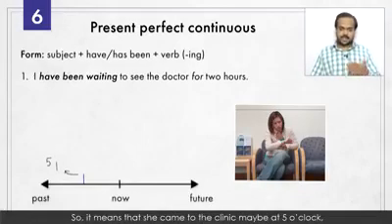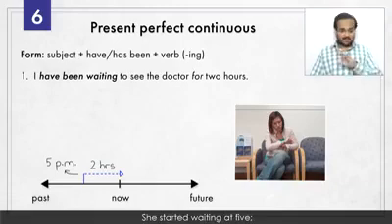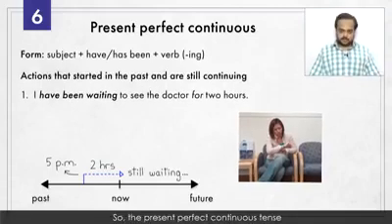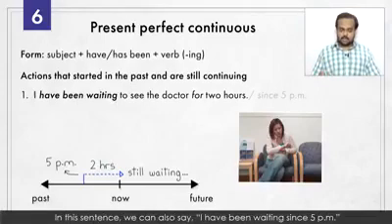So it means that she came to the clinic maybe at 5 o'clock, and now it's 7 o'clock. She started waiting at 5. 2 hours have now passed, and she is still waiting. So the present perfect continuous tense talks about an action that started in the past and is still continuing. In this sentence, we can also say, I have been waiting since 5 p.m.